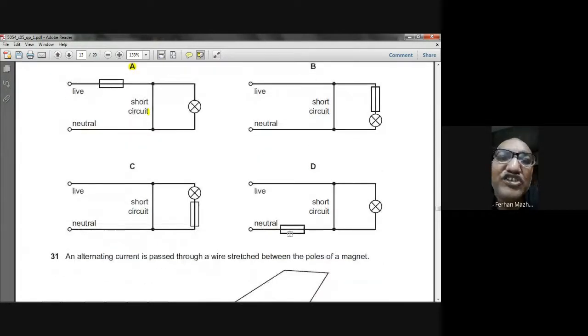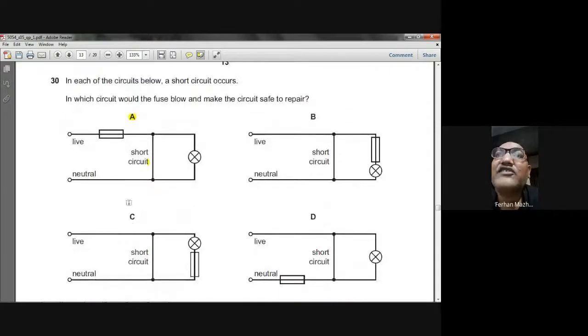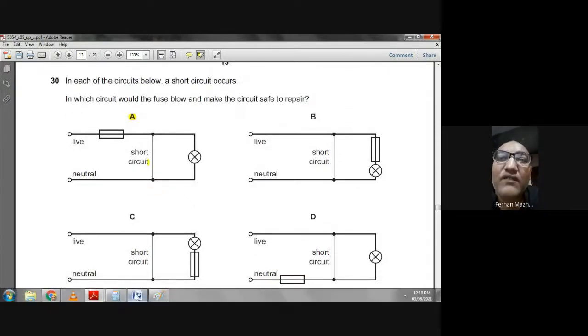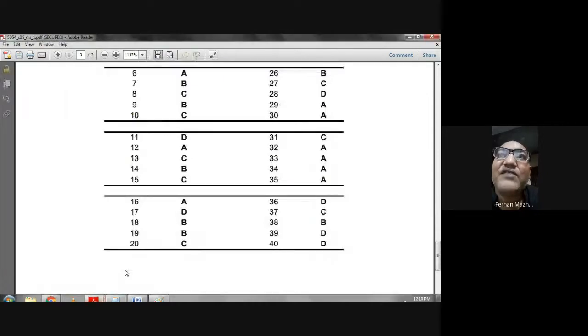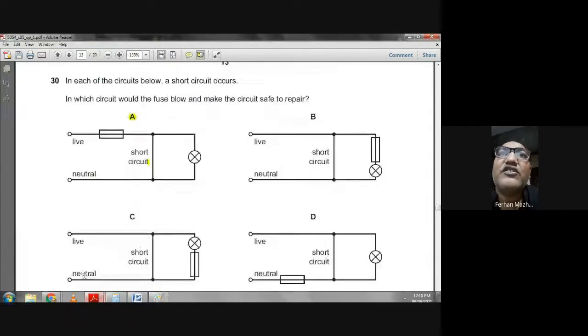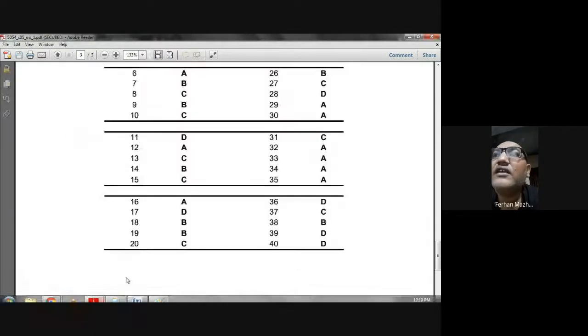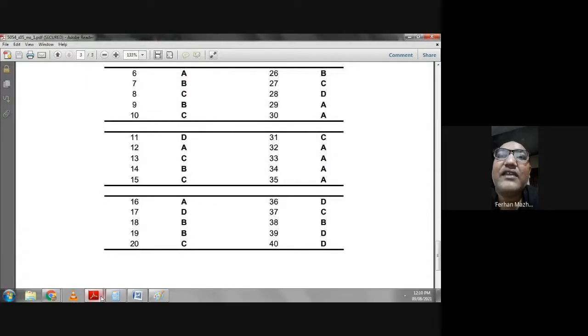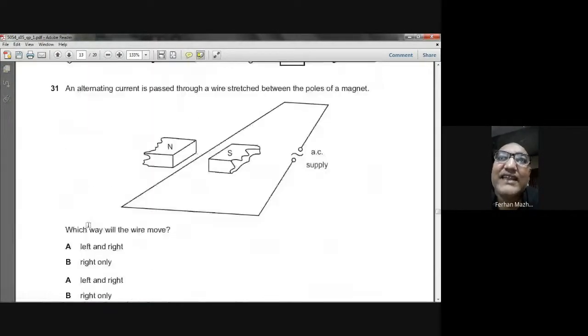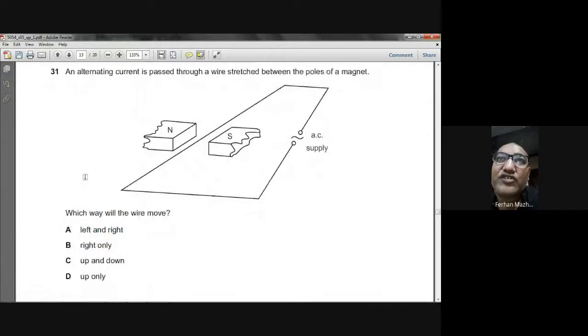Here the fuse is connected in the neutral wire, which is totally wrong. It should come before the lamp. So A looks the right answer. The fuse must always be connected in the live wire. So question number 30, the choice is A. Next question.